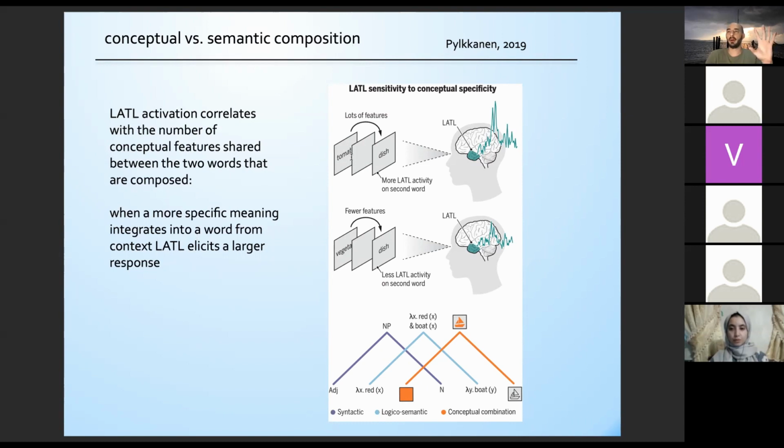So you get tomato, you set up your tomato context, and then you get dish. And then you have a lot of specific features matching, whereas when you have a vegetable dish, could be any kind of vegetable dish, so it's a less specific concept, you get a higher activation for a more specific context. And this again suggests that what really the LATL does is to sort of collect information from all the other areas in order to build up a specific concept and to integrate the features of the two words, the conceptual features, okay? So very cool, very interesting.